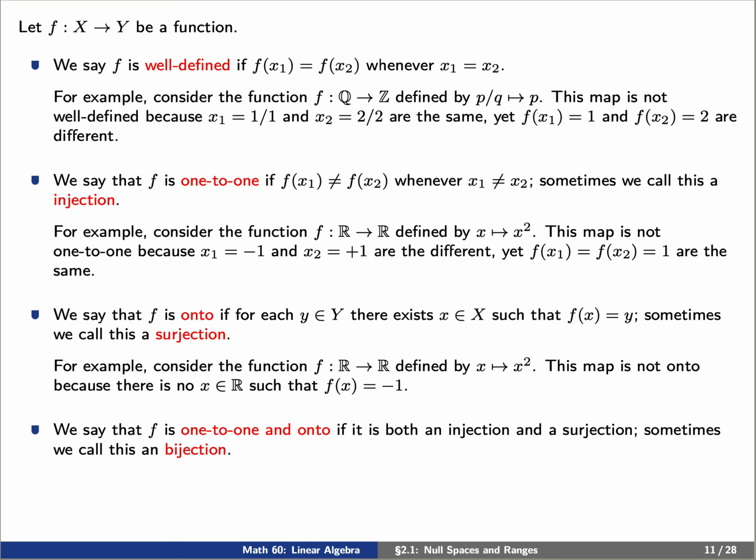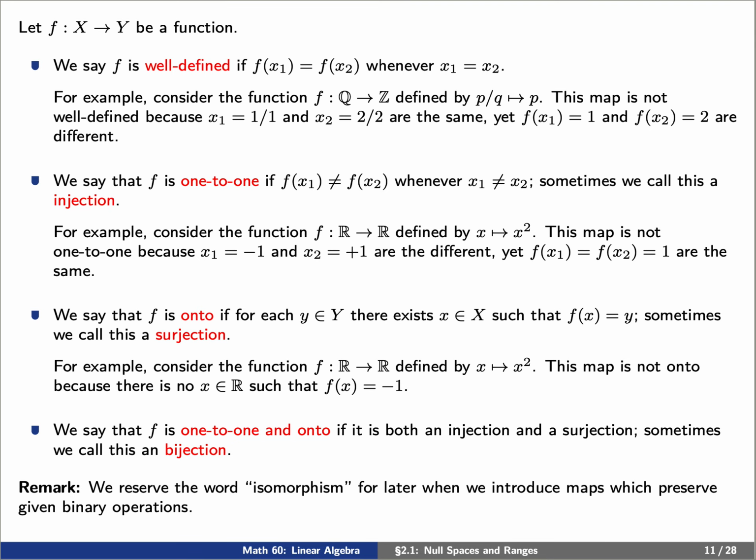Finally, we'll say that a function is both 1-to-1 and onto if it is an injection and a surjection. Sometimes we'll call this map a bijection. As a remark, we're going to reserve the word isomorphism for later when we talk about maps that preserve given binary operations.